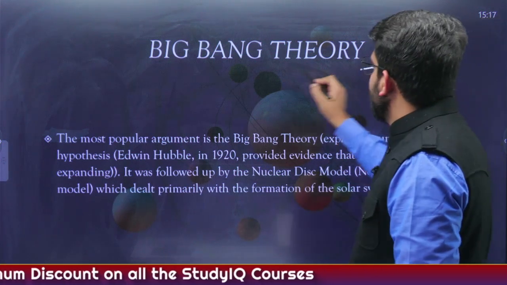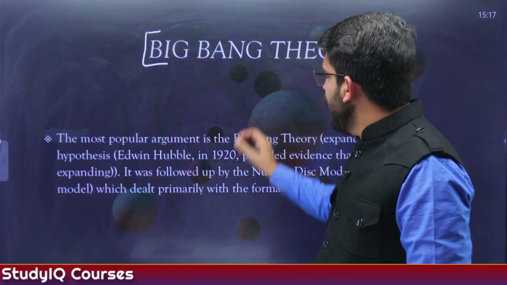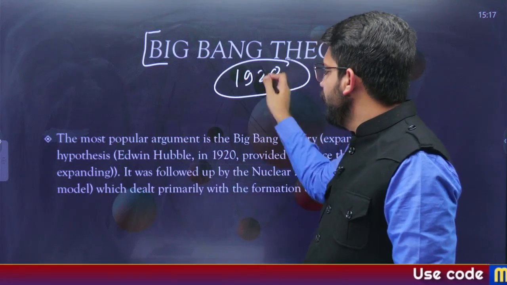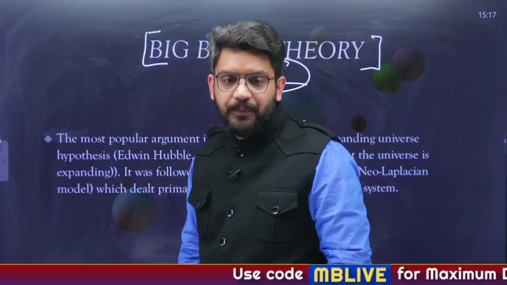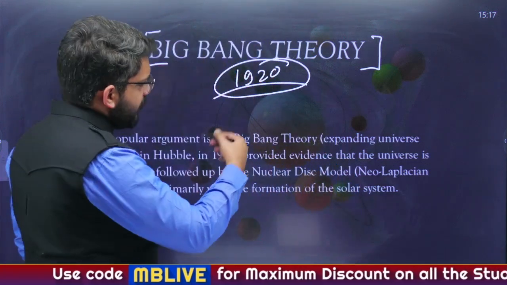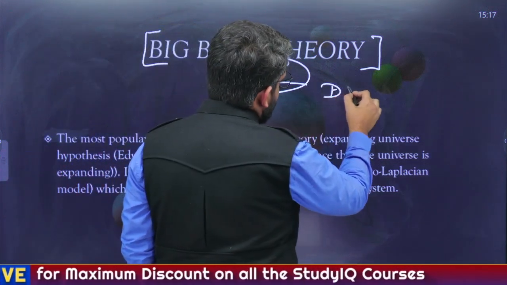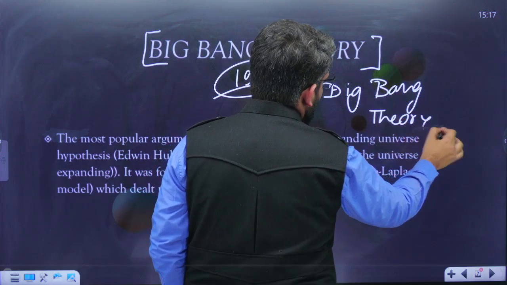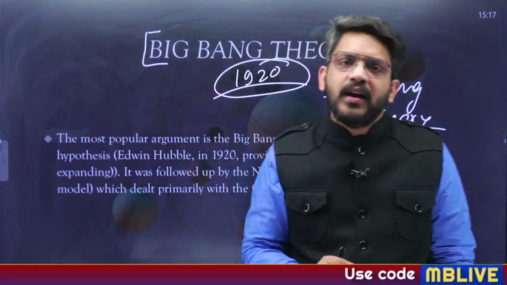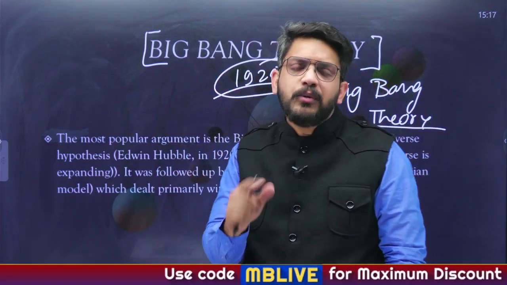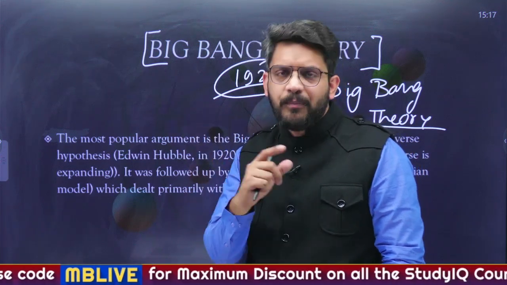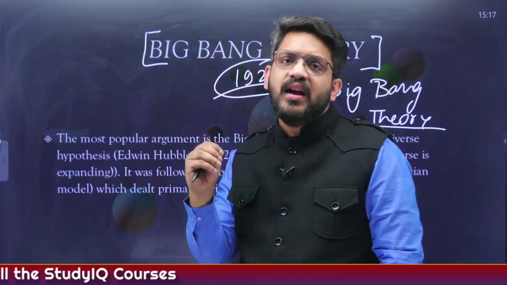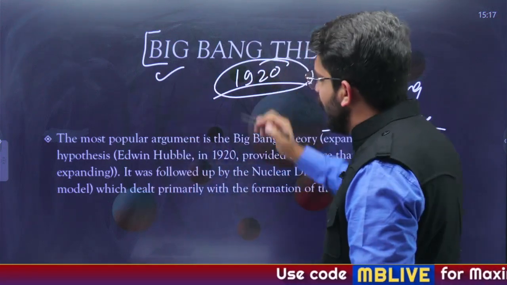The next theory which came was the Big Bang theory. It was in 1920 when Edwin Hubble gave this hypothesis, and later, after 1920, this theory came into existence, that is the Big Bang theory. According to this theory, the whole universe started from a single point, the point of singularity, and after the explosion in that single point, the whole universe came into existence. These are the two major theories to understand how the universe came into existence: the Big Bang theory and the nebular hypothesis.